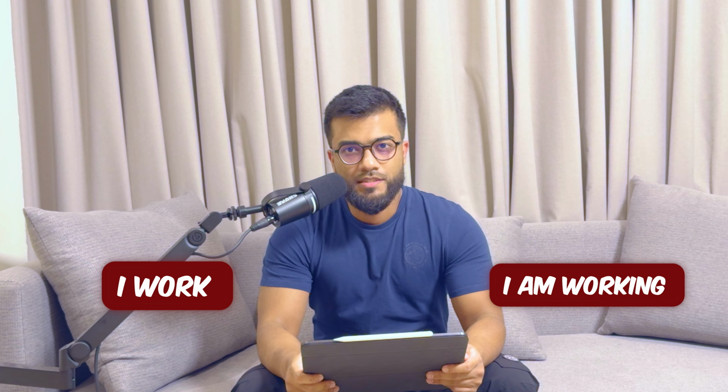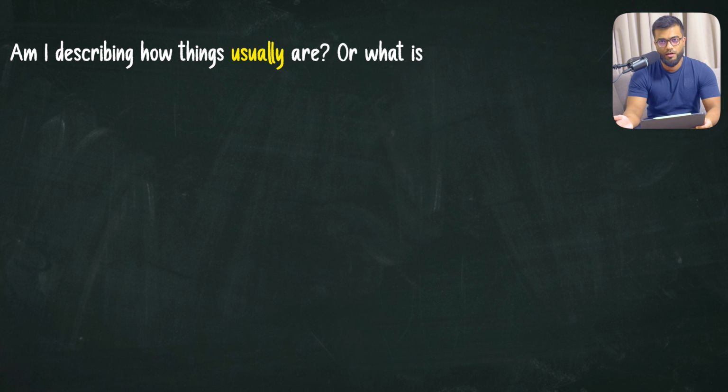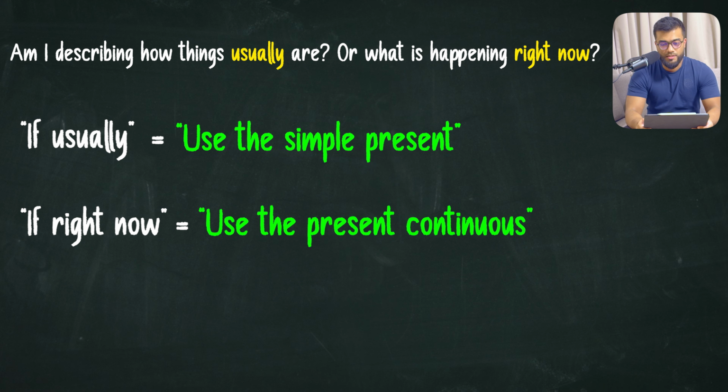Now, the most important part of this video. You have two forms. I work and I'm working. The question is, how do you choose in real time before you speak? Here's the test. Before every sentence, ask yourself one question. Am I describing how things usually are or what is happening right now? If usually, then use simple present. If right now, use the present continuous tense. That's it. One question, one choice.